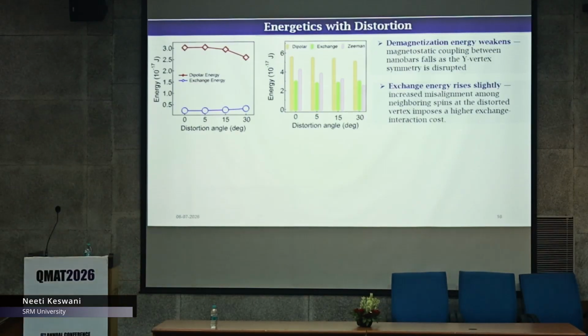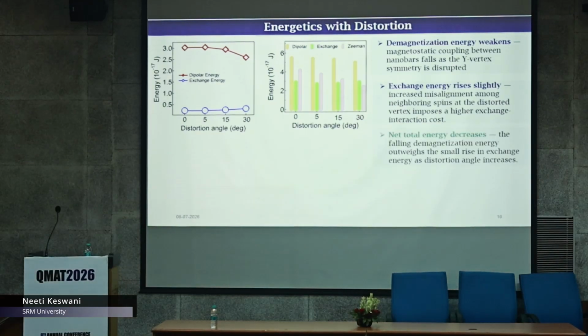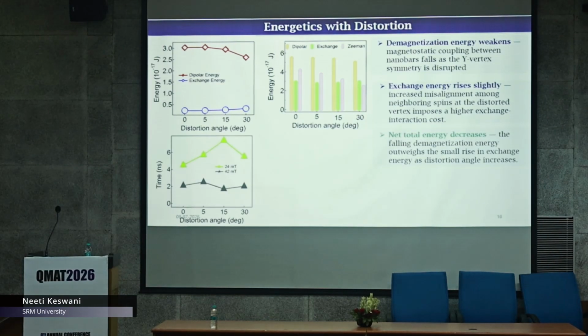This is due to higher exchange energy cost, which is causing the system, due to the distortion, to increase further. Now we compare the annihilation time, the time in which my vortex core is actually causing the switch. It is seen that with distortion at 24 millitesla, that is completely increasing. At 15 degree, I saw a very sharp increase, and that is finally decreasing.